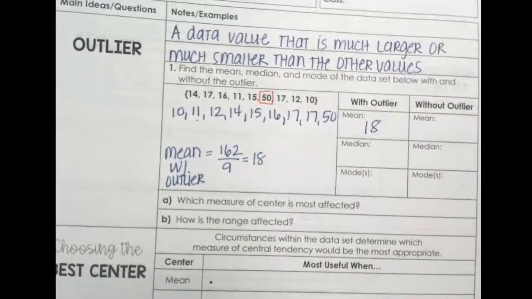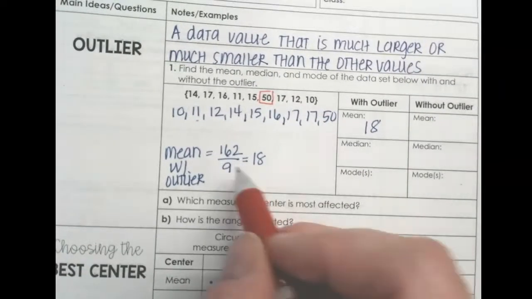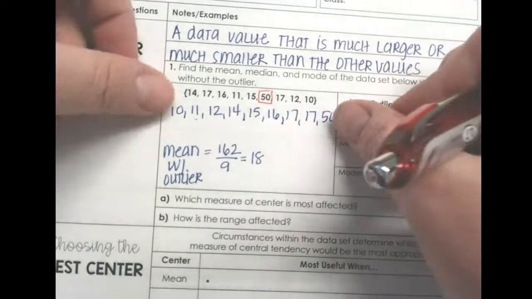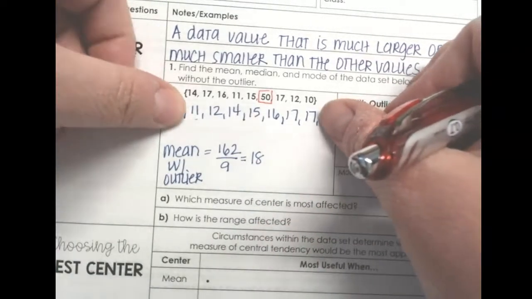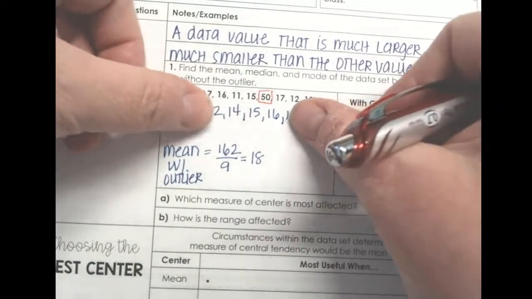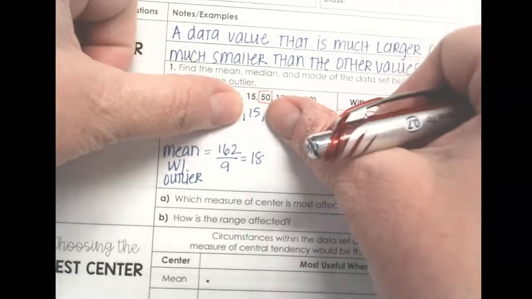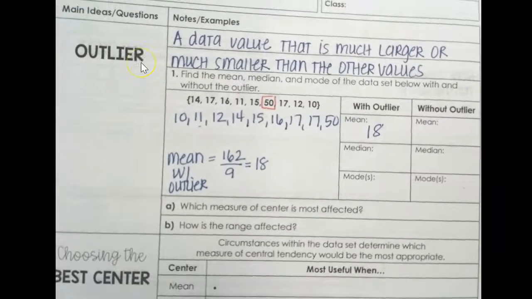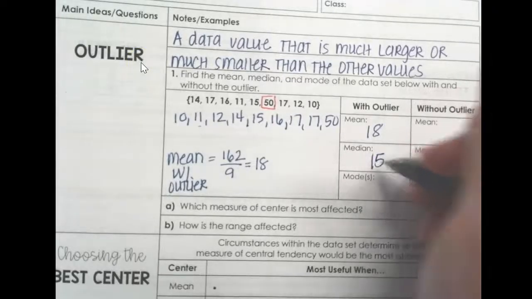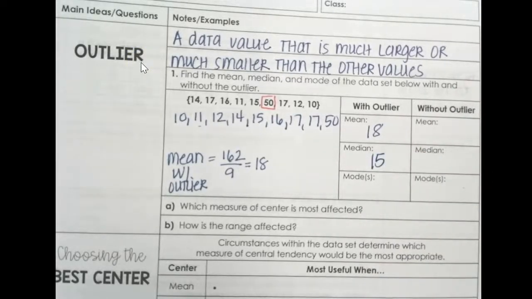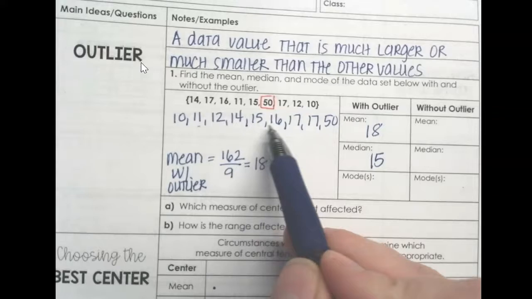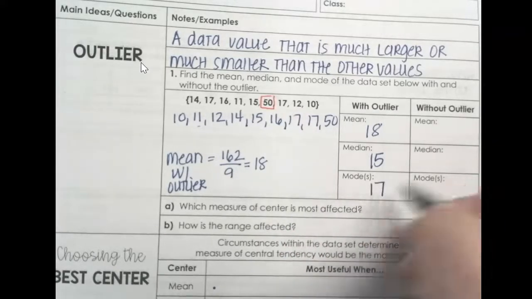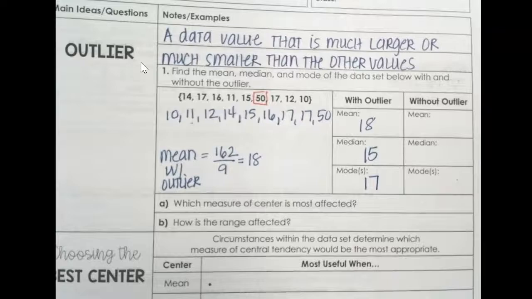So let's go and do the median real quick. So there's 9 numbers, which is odd, which means there's an exact middle. So one way we can look is we can block these off as we go into the middle. It's symmetrical from both sides. 15 is the exact middle number. So I'm going to say my median with the outlier is 15. And then the mode, when I look, there's 2 17s and none of the other numbers repeat. So the mode is 17.